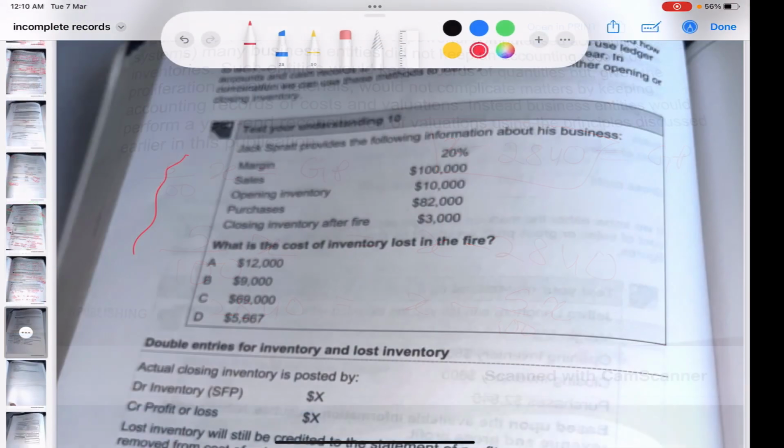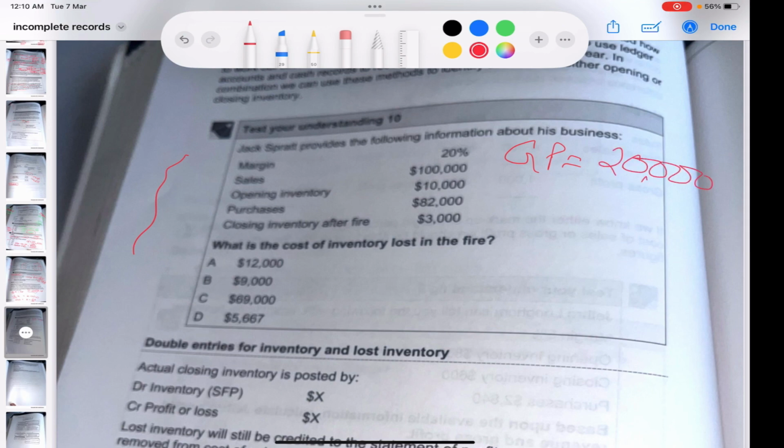Now we have question number 10. Jack Sprat provides the following information. Margin is given 20%, sales is given 1 lakh. So GP is going to be 20% of 1 lakh, which would be 20,000. So 20,000 is my GP. Opening inventory, purchases, closing inventory is given. So what is cost of sales? Opening inventory plus net purchases minus closing inventory, which is 89,000.